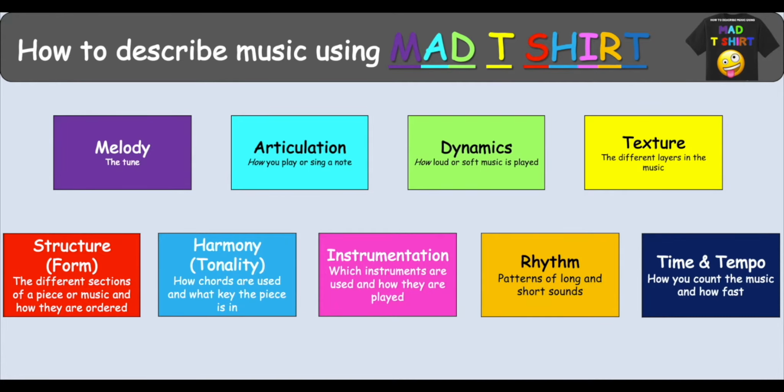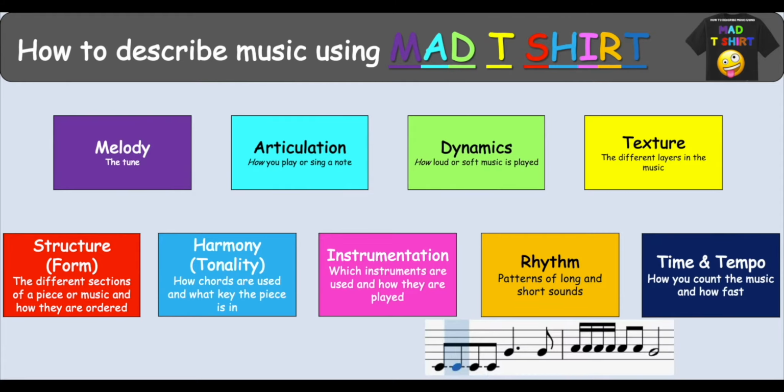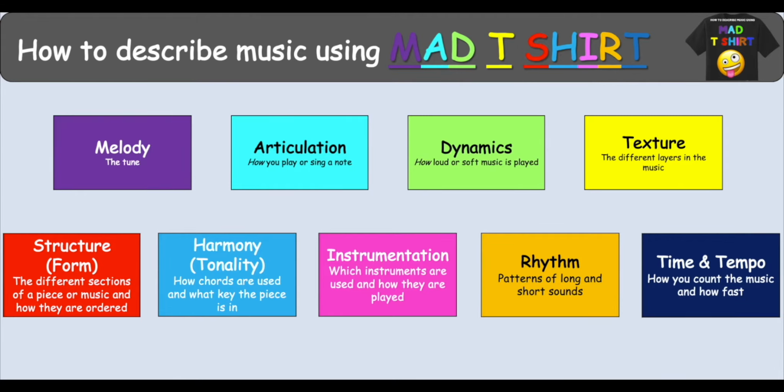Instrumentation is which instruments play the music. The melody is now being played by a different instrument, the trumpet. Rhythm is how long and short the notes are, and what patterns they can be put in. And finally, time and tempo. Time is how you count the music, and tempo is how fast that count is.